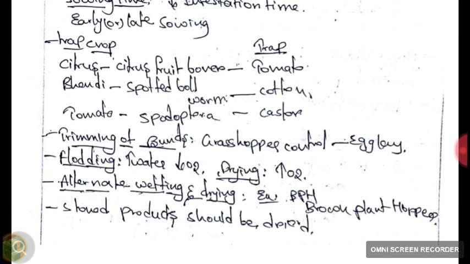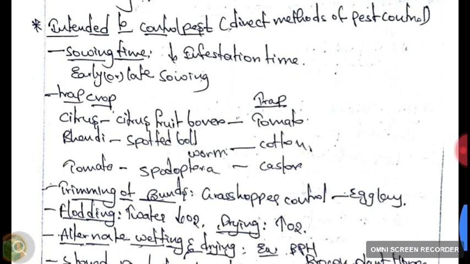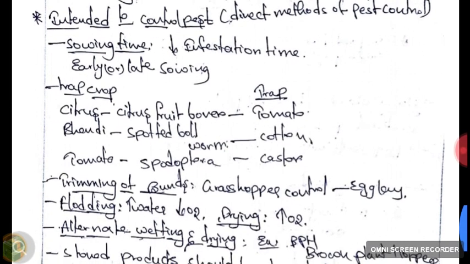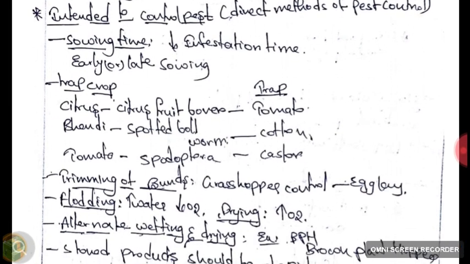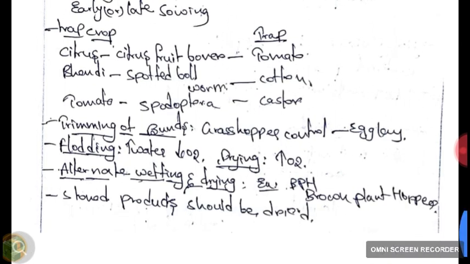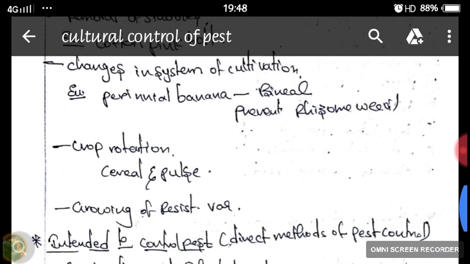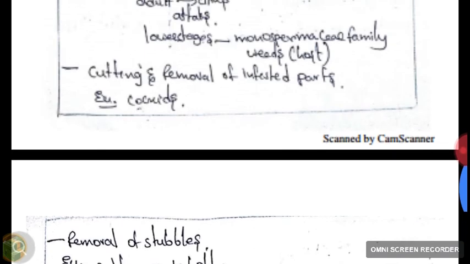And the stored products should be dried in order to increase their storage life. So the intended to control pest methods, the direct methods of pest control, are sowing time, trap crop, trimming of bunds, flooding, alternate wetting and drying, and drying of stored products. That's all for now, friends.